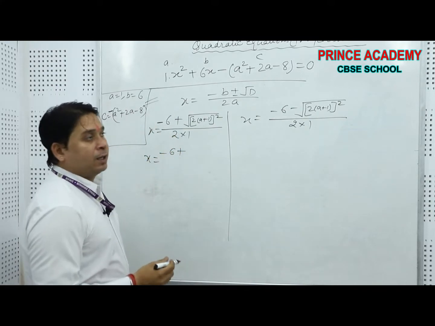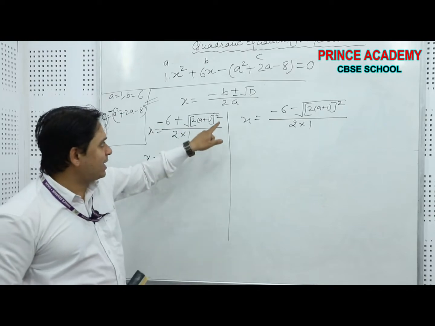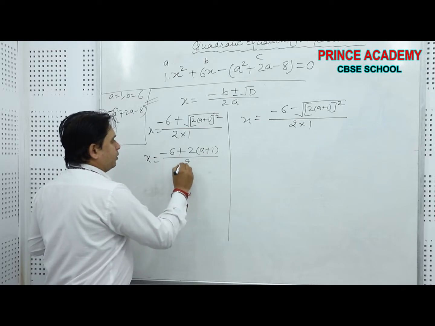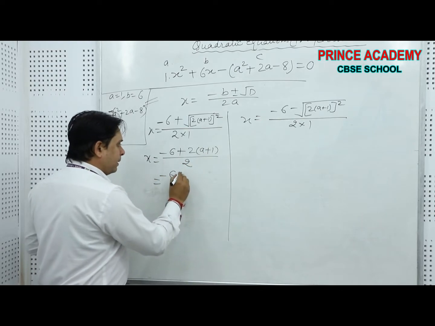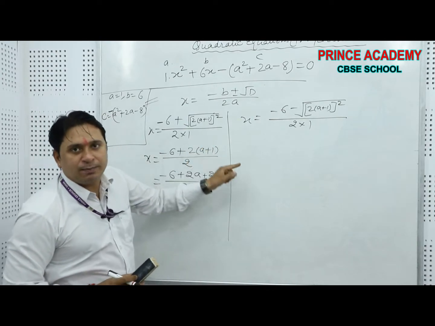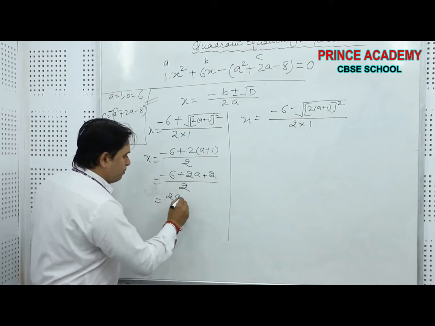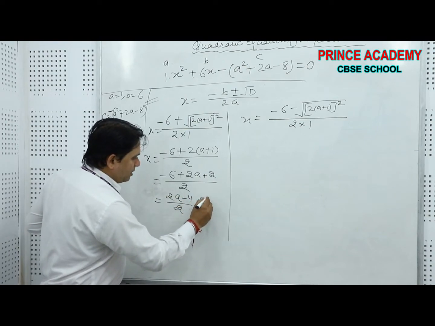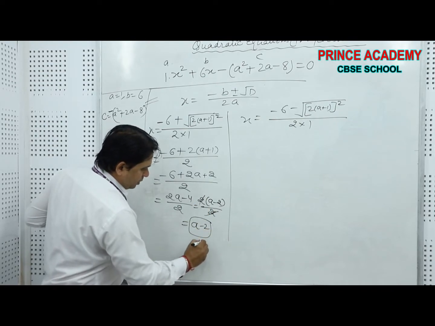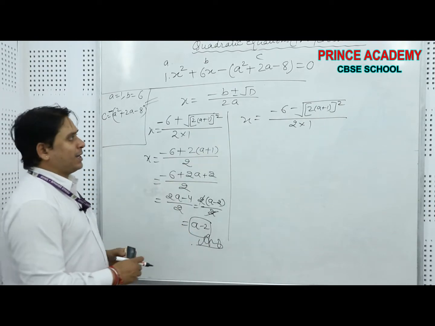Done. Now see what we will get here. Minus 6 plus. This will remove this. You need not to cut here. I am saying this will remove the root. Okay. 2 into a plus 1 by 2. Minus 6 plus 2a plus 2 by 2. How we got it? Distribution property. 2a minus 6 plus 2 minus 4 by 2. Can I take common? A minus 2 by 2. The output is a minus 2. Here the value of X is a minus 2.